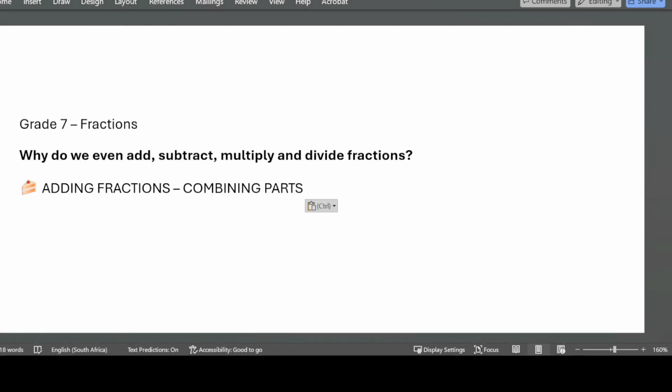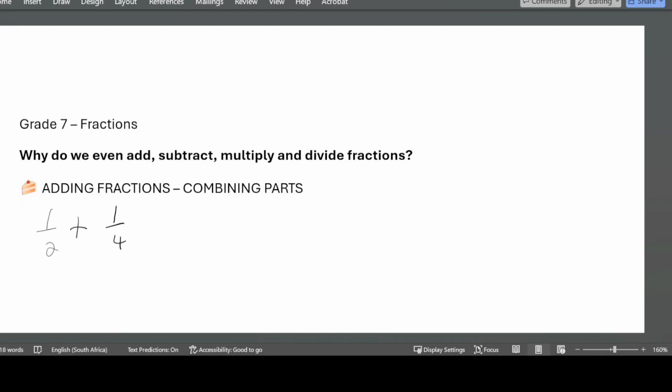We add fractions when we want to combine parts together. Imagine you drink half a cup of juice in the morning, and later you drink 1/4 of a cup more of the juice. Now you want to know how much juice did I drink altogether, right? To find the total amount, we must add the fractions. So adding fractions helps us find the total when we put parts together, like food, money, time, or ingredients.